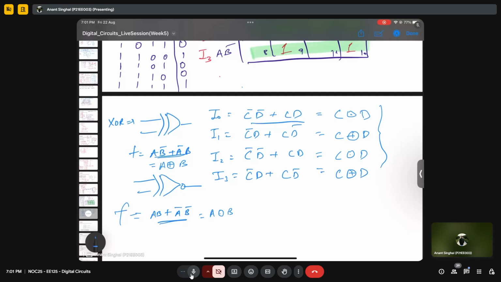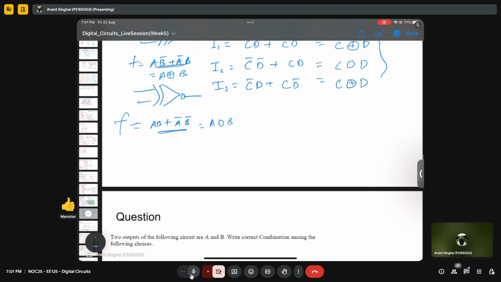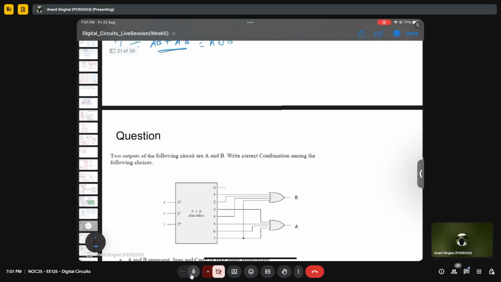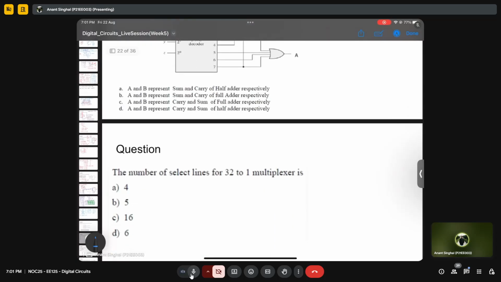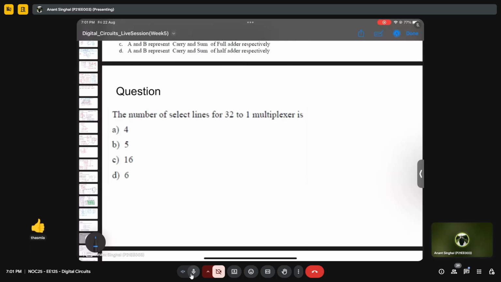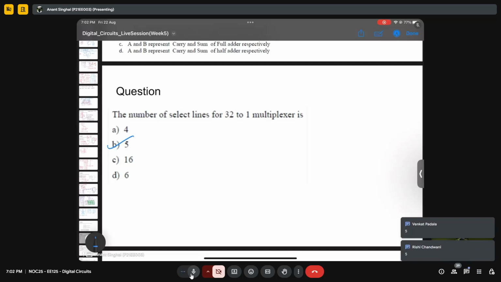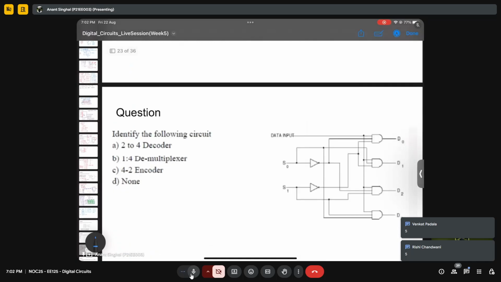Shall we move ahead? Okay, sir. Two inputs. Okay, let's skip this, it will take some time. So quickly tell me the answer of this. The number of select lines for a 32 to 1 multiplexer is? 5. Yeah, it's 5. Not solving it, it's very easy.